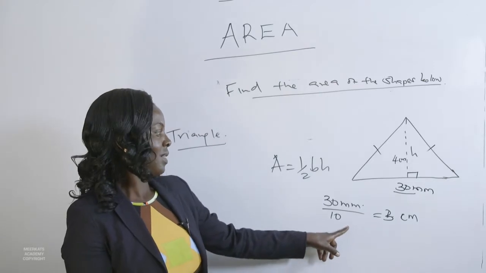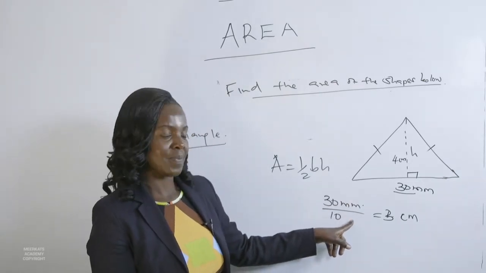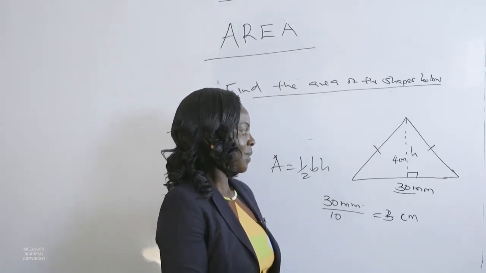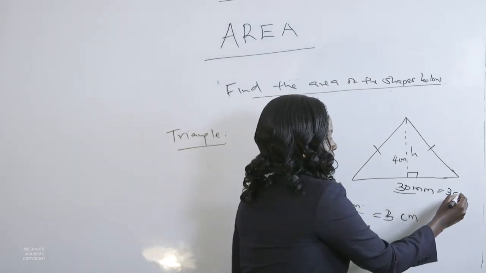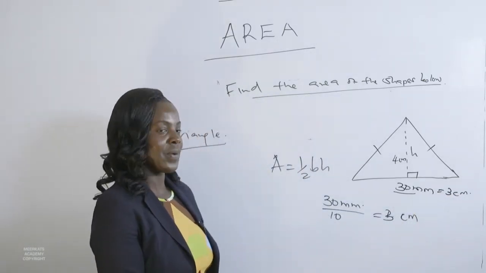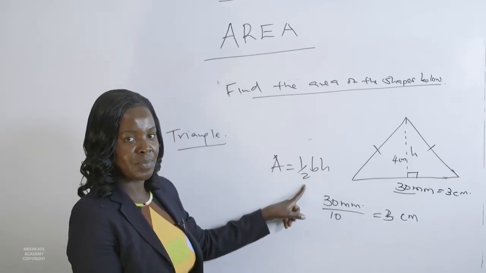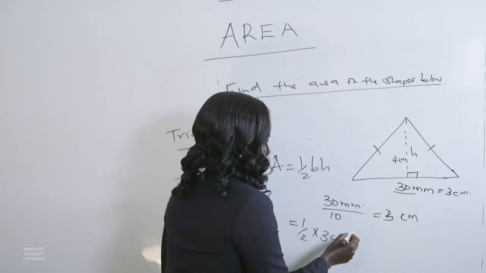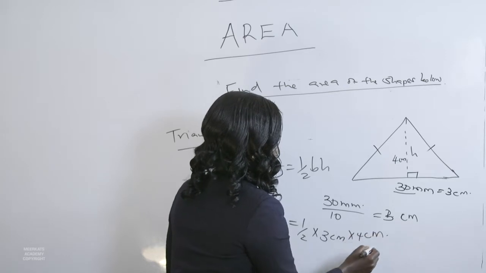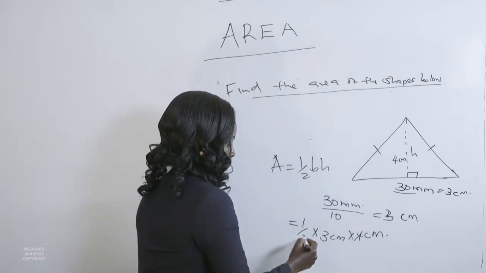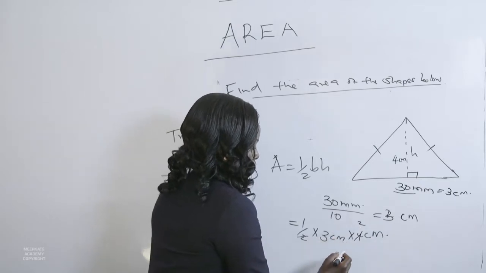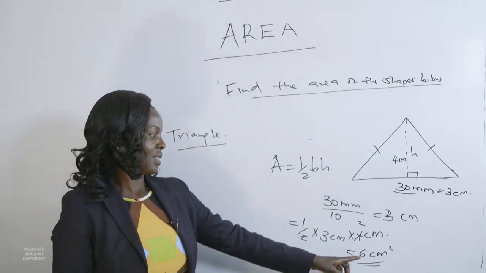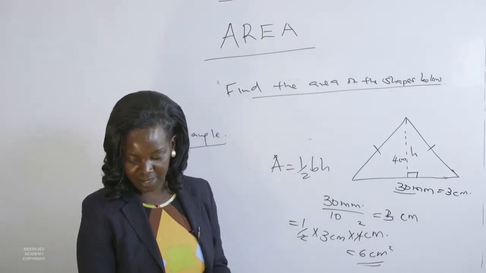We said in our last lesson that 10 millimeters equal 1 centimeter. So we will divide by 10 so that it gives us 3 centimeters. Now that we have 3 centimeters, let us calculate the area, substituting in the formula. So 2 goes into 4 2 times. It will give us 6 square centimeters.